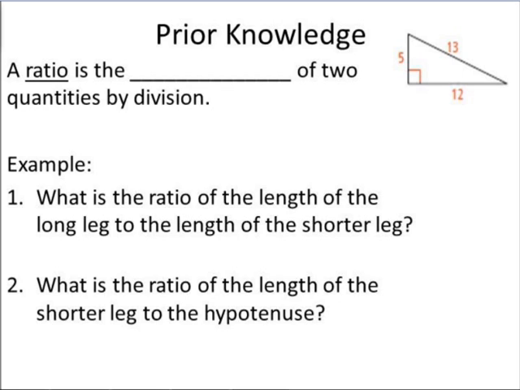So a ratio is the blank of two quantities by division. It's just the comparison. A ratio is the comparison of two quantities by division. And when we say by division, when we see the word ratio, we need to think fraction. We're going to have a fraction.